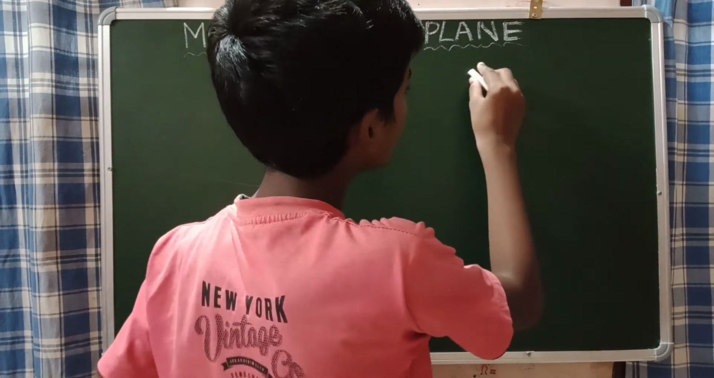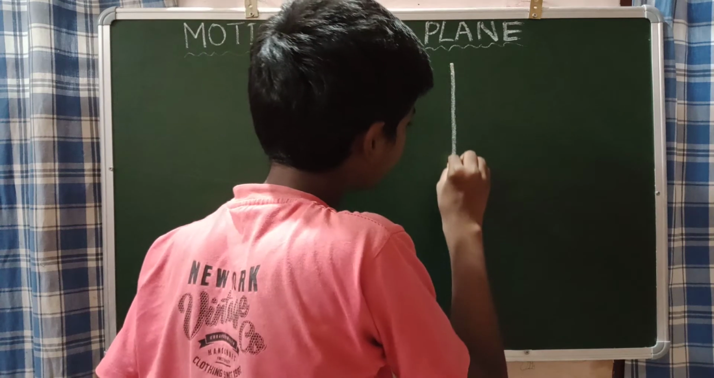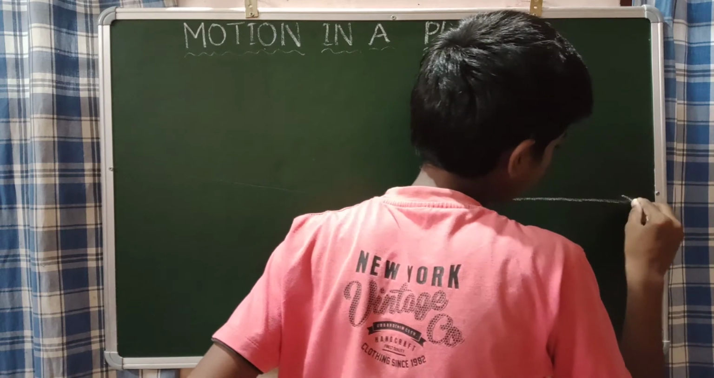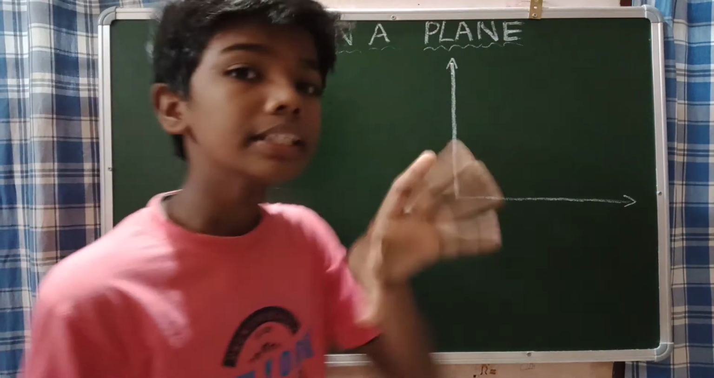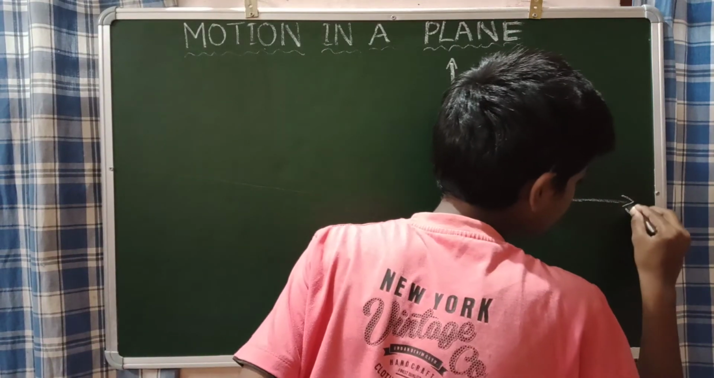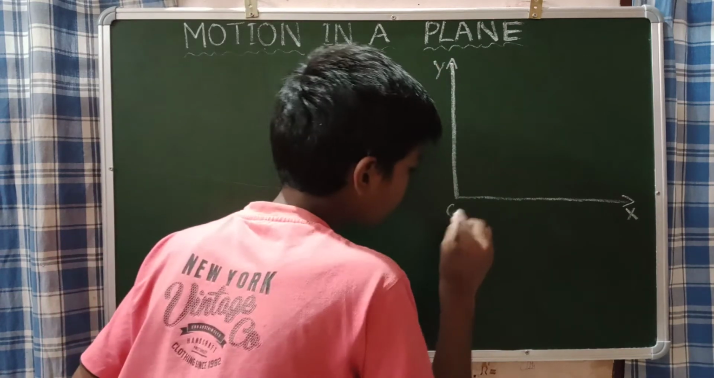Now let me draw a 2D plane. This is a 2D plane that I am drawing. 2D plane means XY plane. We know that this is X-axis, this is Y-axis and this is origin.